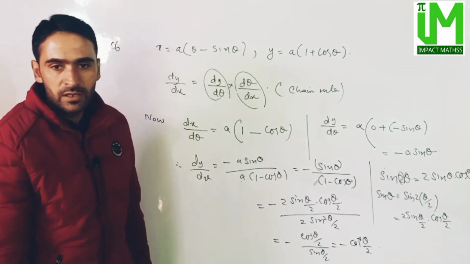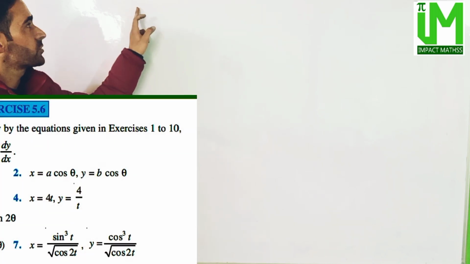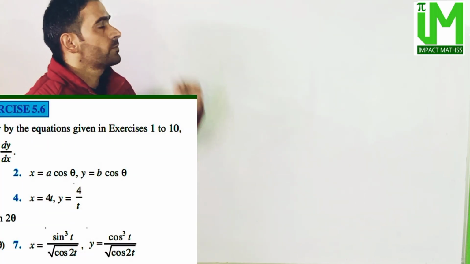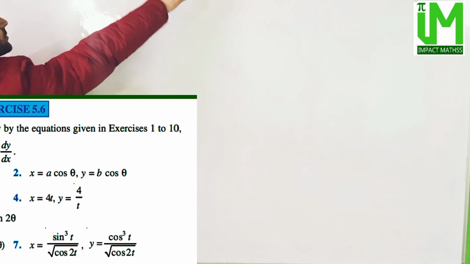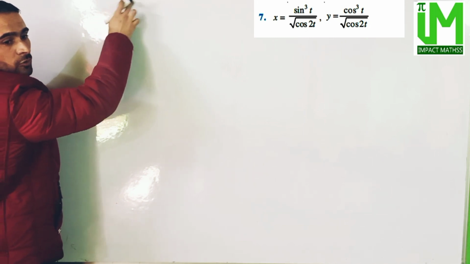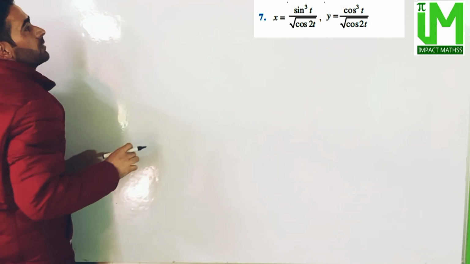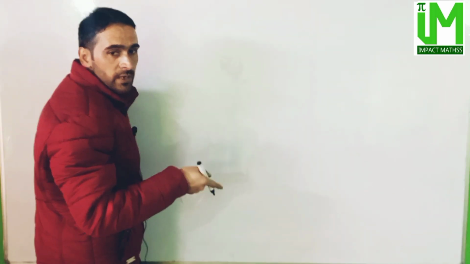ठीक है, समझ आया वहाँ? Write down x is equal to sin cube t divided by under root of cos 2t, y is equal to cos cube t divided by under root of cos 2t. Again, this is one of the important questions from the exercise. So we have x is equal to sin cube t divided by under root of cos 2t and y is equal to cos cube t divided by under root of cos 2t. We have to find dy by dx.